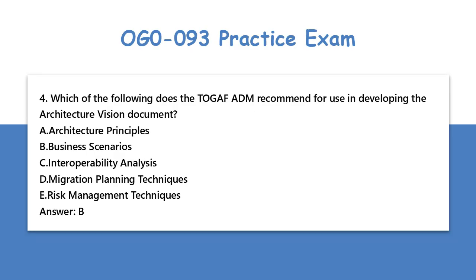4. Which of the following does the TOGAF ADM recommend for use in developing the architecture vision document? A. Architecture principles. B. Business scenarios. C. Interoperability analysis. D. Migration planning techniques. E. Risk management techniques.